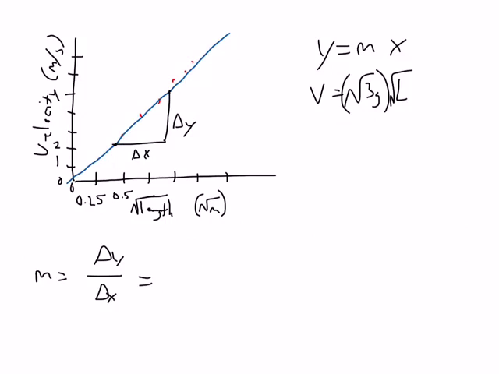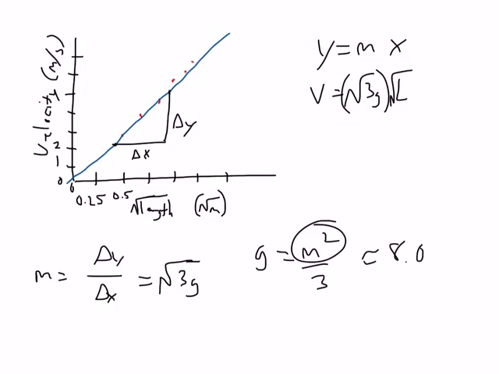But we know that equals the square root of 3g, right? That's our prediction. And so we can solve that g equals m squared over 3. So whatever you measure, this delta y over delta x, it just goes right in there, square it, and then divide by 3. And you should get a number that is less than 9. Depending on exactly what your value is, it should be something like 8.0 meters per second squared to maybe like 8.4 meters per second squared.